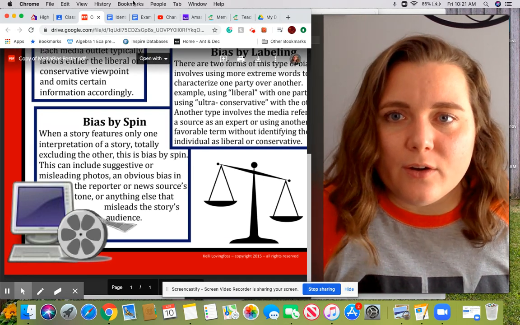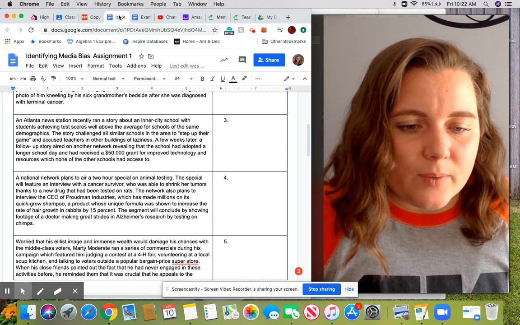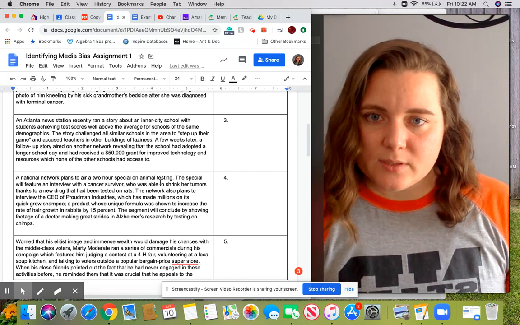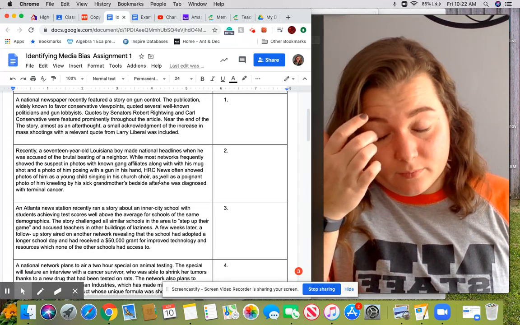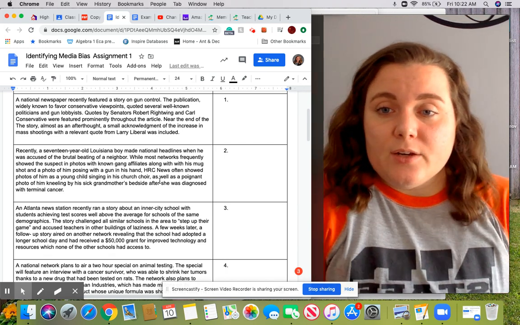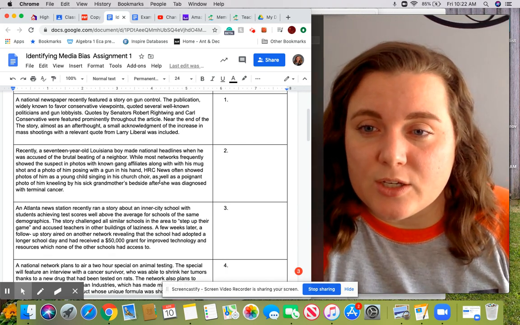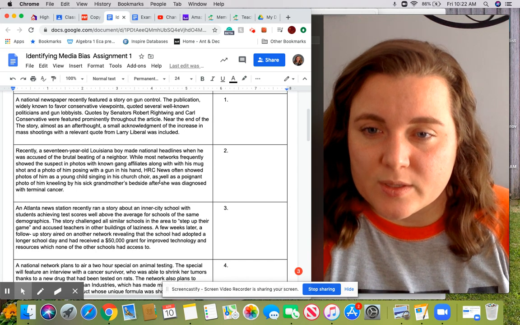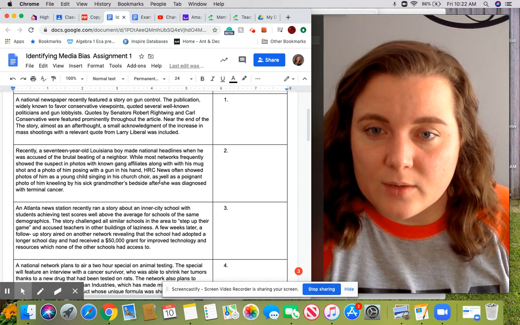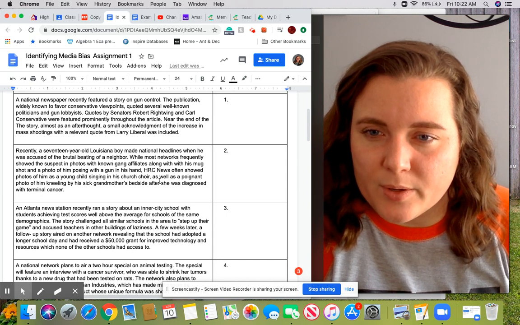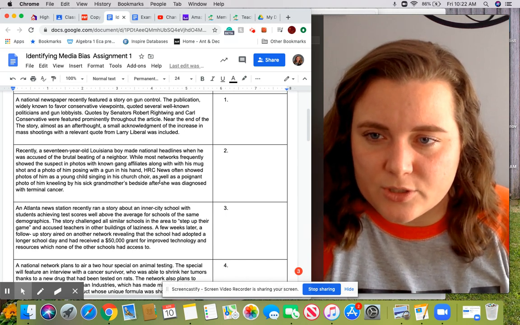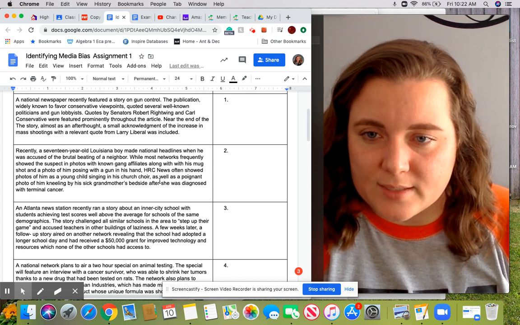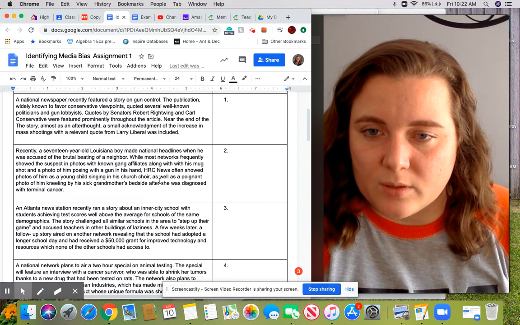Okay. On your homework, it was number 2, number 5. Yeah, number 2 and number 5. So let's look at number 2. Okay. Recently, a 17-year-old Louisiana boy made national headlines when he was accused of the brutal beating of a neighbor. While most networks frequently showed the suspect in photos with known gang affiliates, along with his mugshot and a photo of him posing with a gun in his hand, HRC News often showed photos of him as a young child singing in his church choir, as well as a poignant photo of him kneeling by his sick grandmother's bedside after she was diagnosed with terminal cancer.